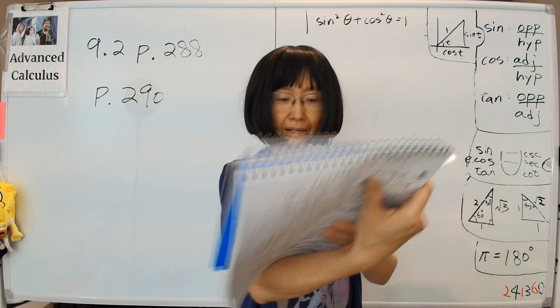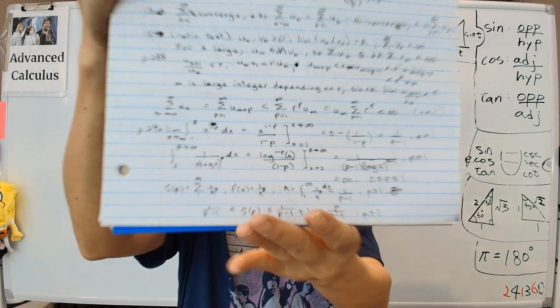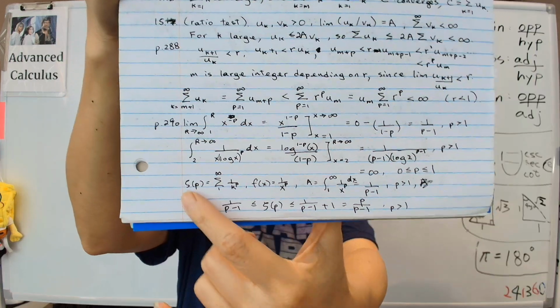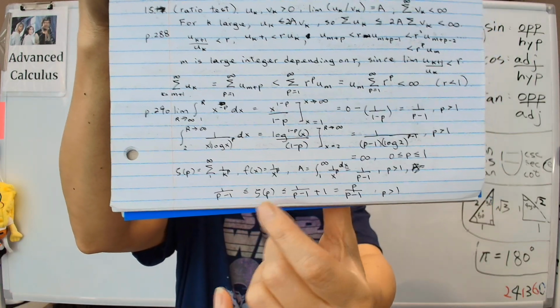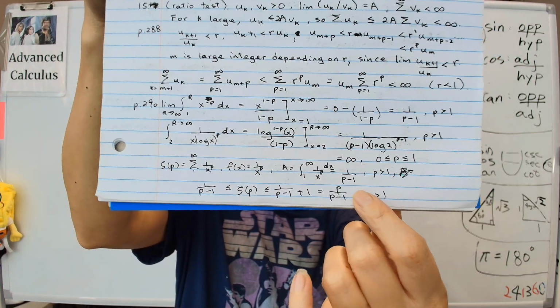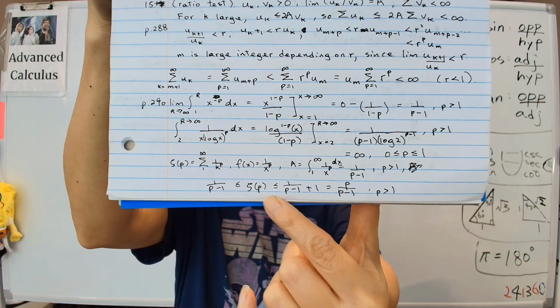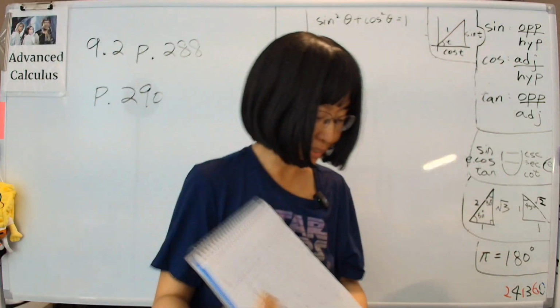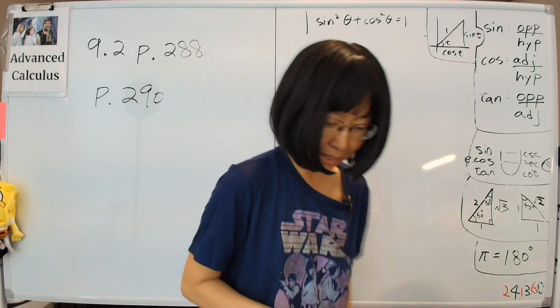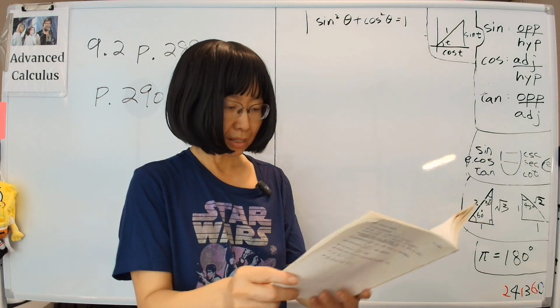Actually, it's still on the same page, at the very bottom. For zeta p, you take the integration and it equals 1 over p minus 1. So then this thing equals that. Please do that yourself, so that I don't have to explain it.